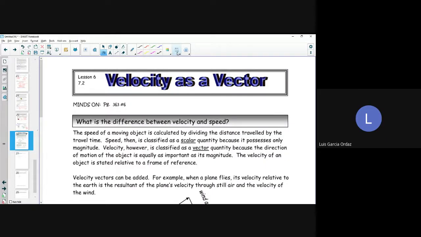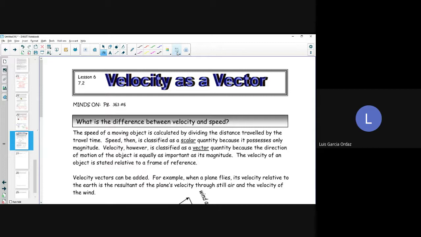All right. So now we're going to be talking about velocity as a vector. So what is the difference between velocity and speed? The speed of an object is calculated by dividing the distance traveled by the time. Speed is then classified as a scalar quantity because it possesses only magnitude. Velocity, however, is classified as a vector quantity because the direction of motion of the object is equally as important as its magnitude. The velocity of an object is stated relative to a frame of reference.